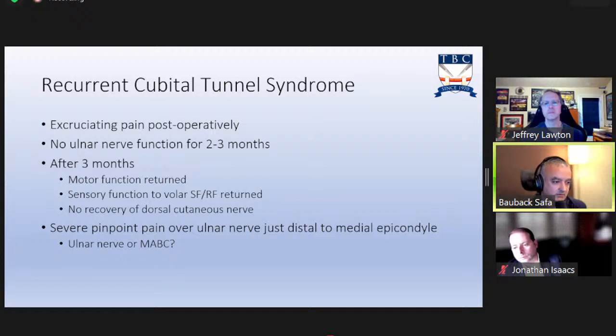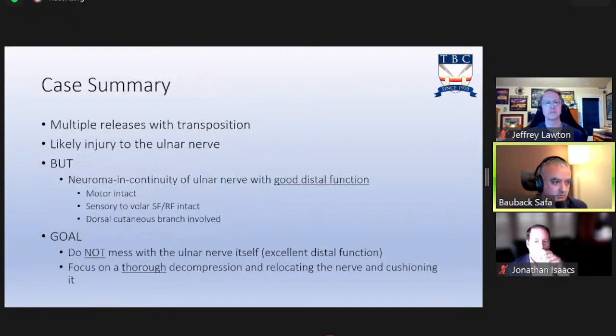Was it the ulnar nerve itself? Was it the MABC? But again, because this is an internal neurolysis thing, you know where this is going. He had good distal function, so the idea here was to cushion the nerve as best we could, but not mess with the nerve anymore because he had good distal function. This was a pain operation.